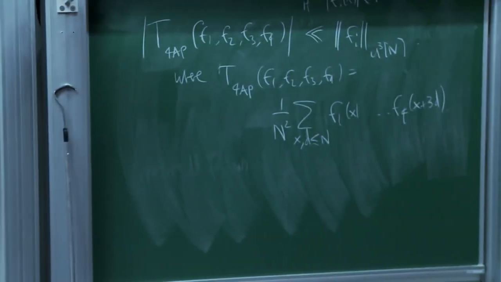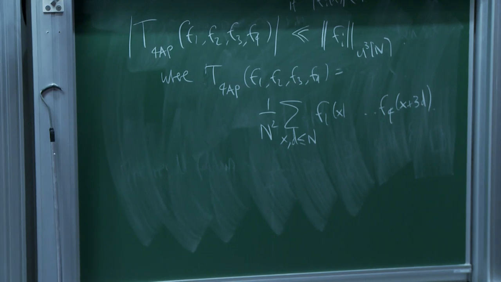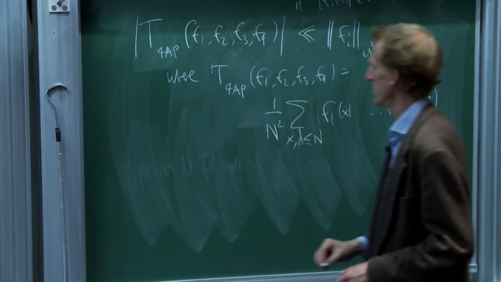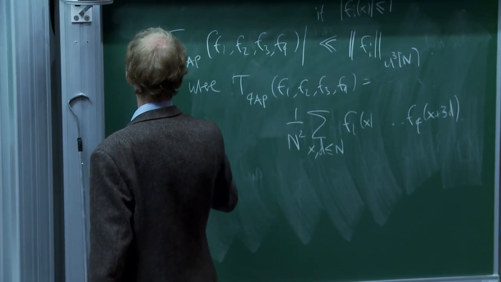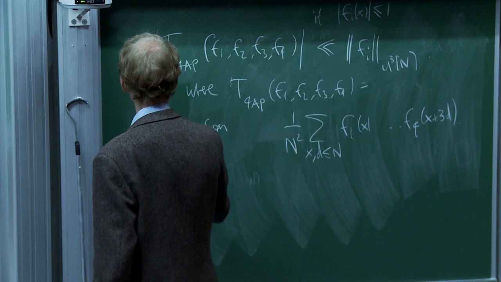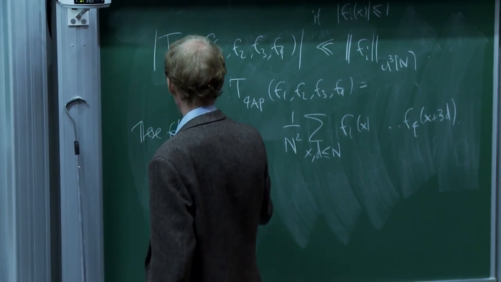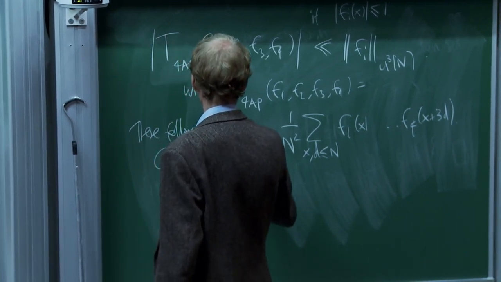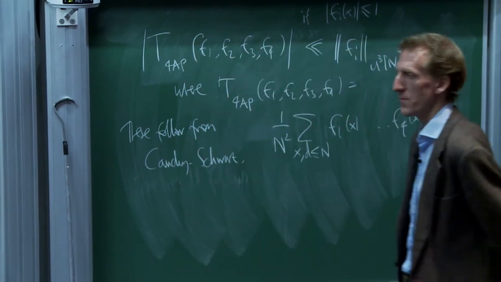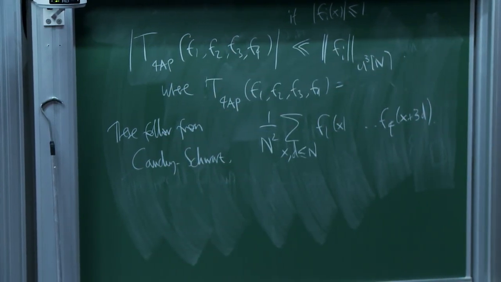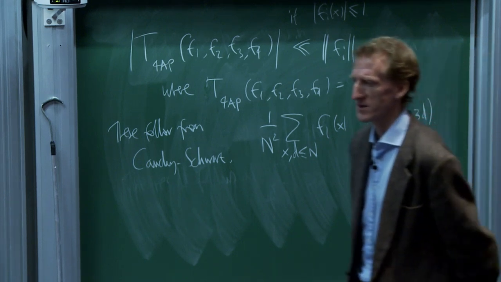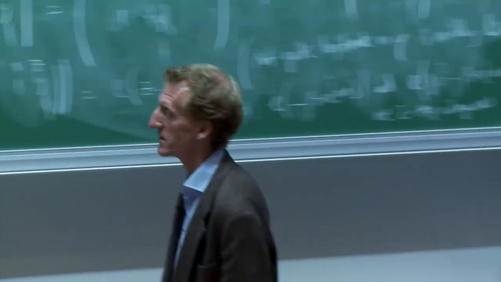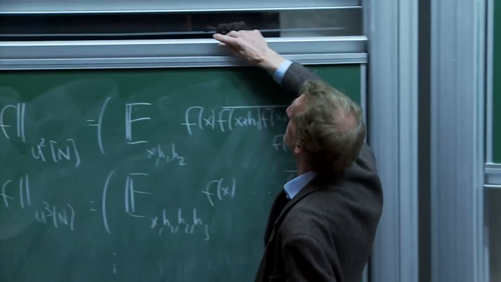These generalized von Neumann theorems are actually not very deep. They're just applications of the Cauchy-Schwarz inequality, although slightly painful ones. So these follow from the Cauchy-Schwarz inequality. I probably will show you one example of that later on, just so that you believe me. I wouldn't want to do it in general, but only because it's notationally nasty and not because it's conceptually difficult in any way.